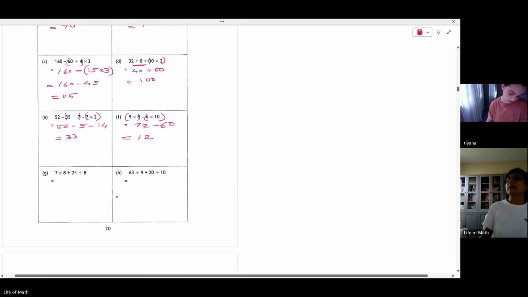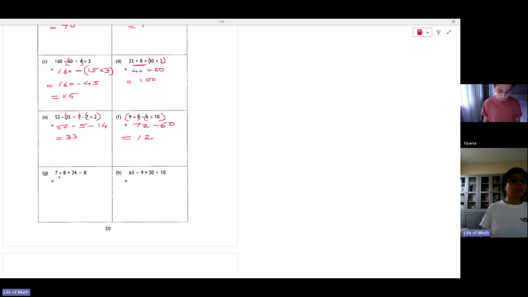Next one. Where will the parentheses go? So around 7 times 8 and around 24 divided by 8. Yes. 24 divided by 8 is 3. 7 times 8 is 56. Add 3 to 56. It's 59. Yes. Next one.